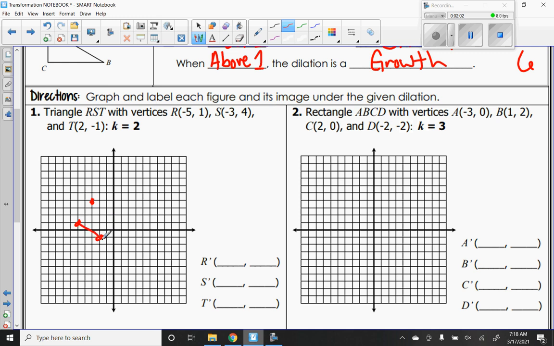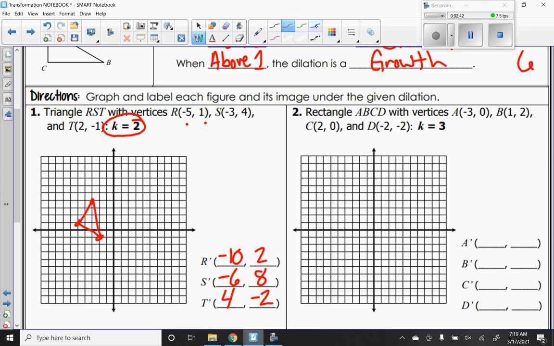Okay, so I plotted my triangle. Now I'm going to make it grow twice as big. What you do is you just take each one of your points and multiply it by that number. That is all there is to it. So now for R, -10, 2. I multiplied it by 2. For S, -3 times 2 is -6, and 4 times 2 is 8. For T, 2 times 2 is 4, and -1 times 2 is -2.